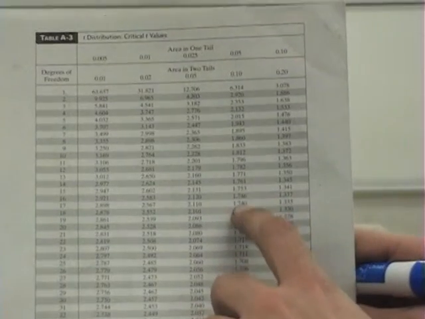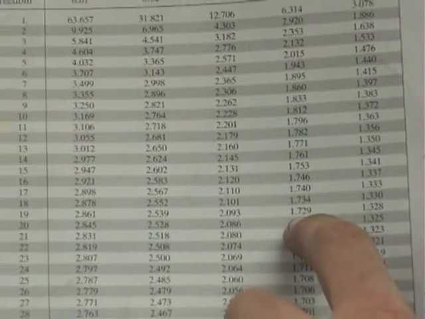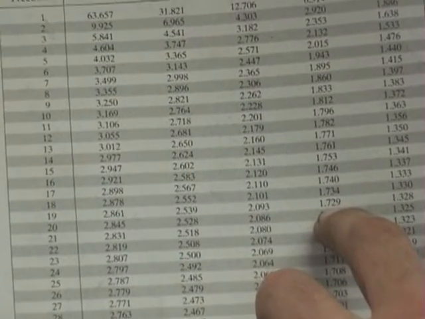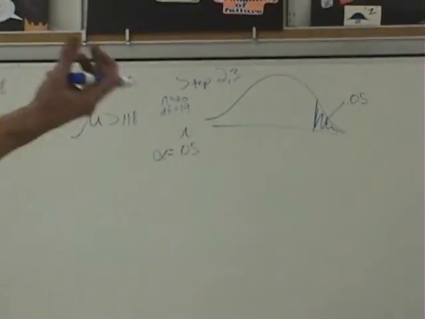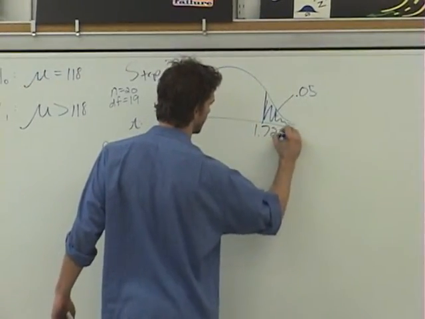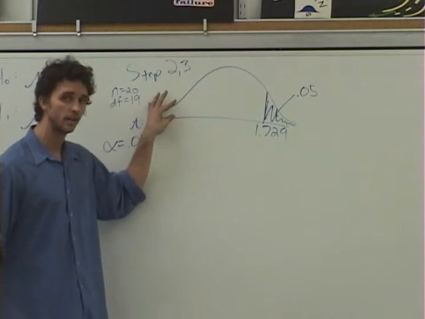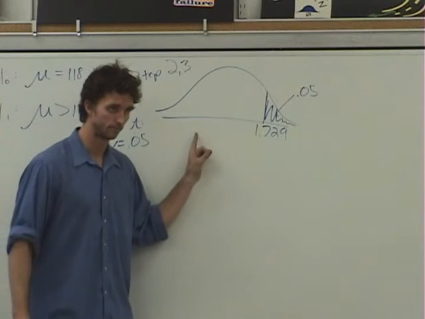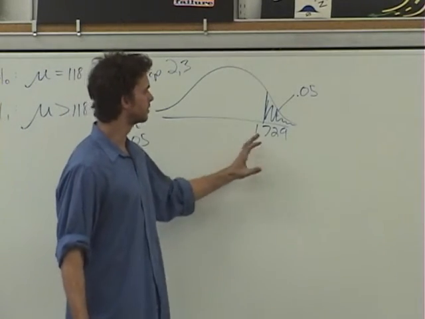Our degrees of freedom are down here at 19. So that looks like 1.729. We're doing area in one tail, and 19 is 1.729. So go back up here with our 1.729, and there it is. Remember that it's symmetric. If this happened to be 0.05 on this side, you would just use negative 1.729, but it's not, it's on that side, so it's positive. So 1.729, we're set up.